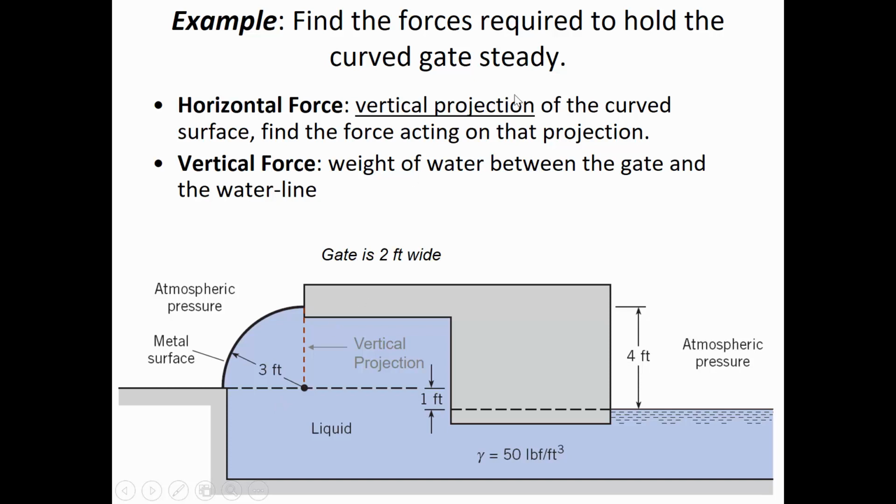And for the horizontal force, we still follow the vertical projection approach, but this time, instead of pushing on the gate, the force would be to the right because the pressure is negative.